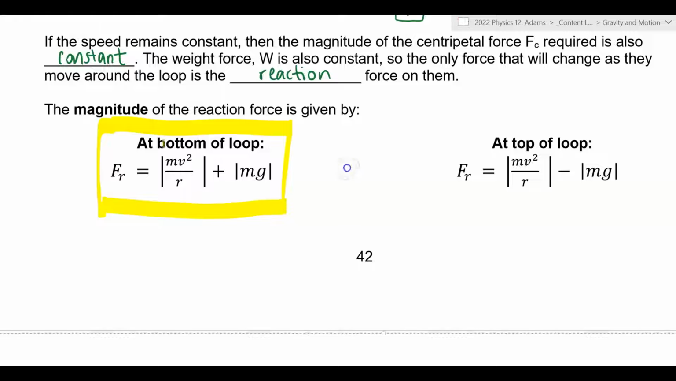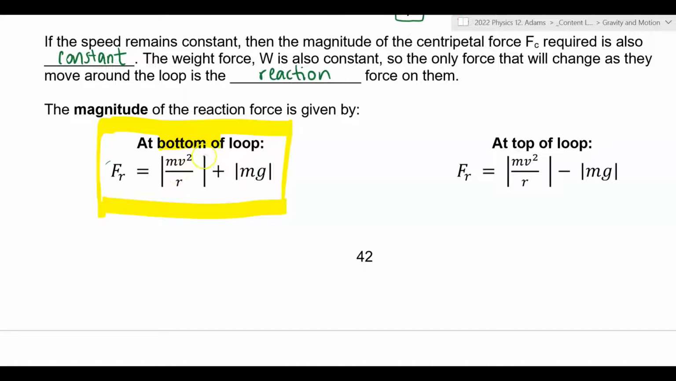First of all, at the bottom of the loop, let's just digest this. Your reaction force, I like to say it has to do two things. Your reaction force has to supply the centripetal force towards the center of the circle, and it's got to overcome the weight force as well, mg.